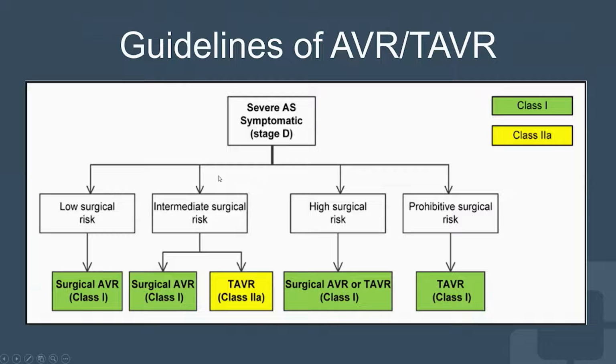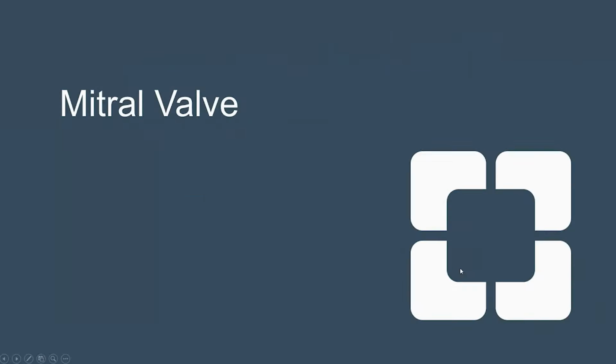Now, in terms of the guidelines, when you have a patient with symptomatic aortic stenosis, if they have low surgical risk, these patients should undergo surgical AVR. If they have an intermediate risk, you have a class 1 indication for surgical AVR and a class 2A indication for TAVR. In high risk, you have a class 1 indication for both surgical AVR and TAVR, and in patients with a prohibitive open surgical risk, these patients have a class 1 indication for TAVR.